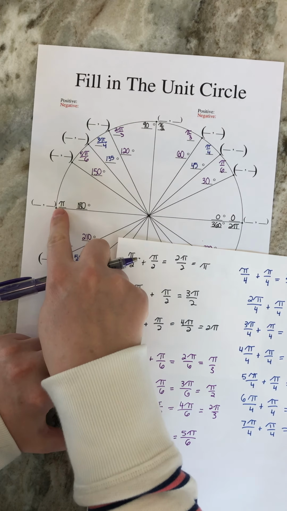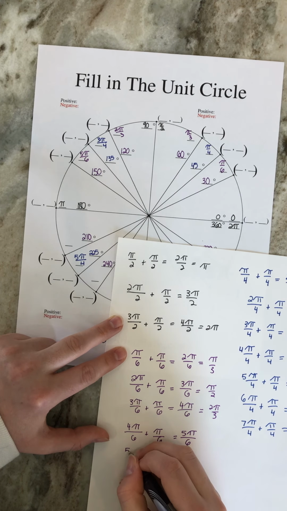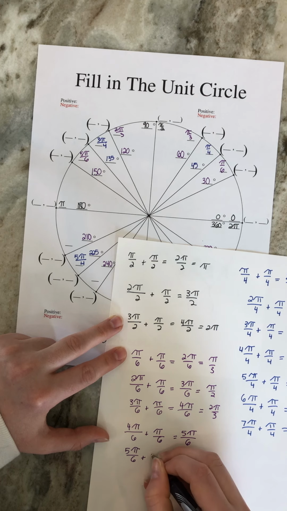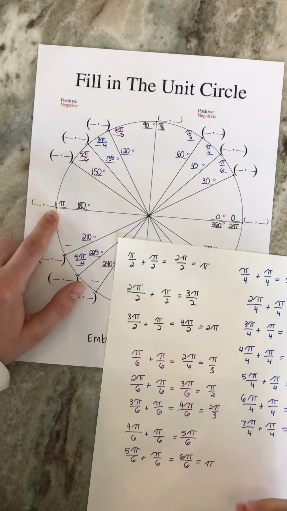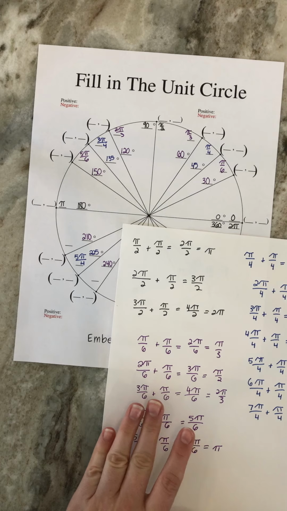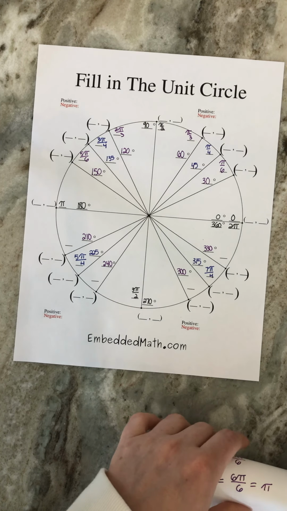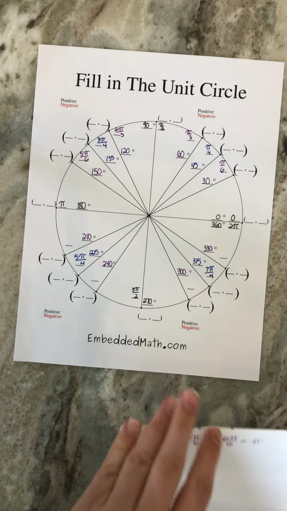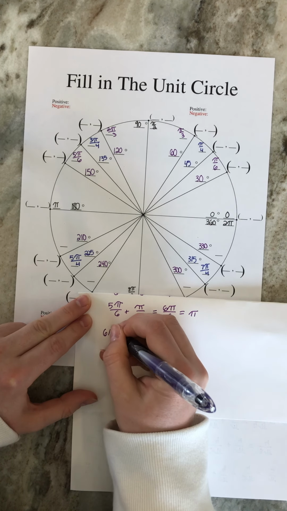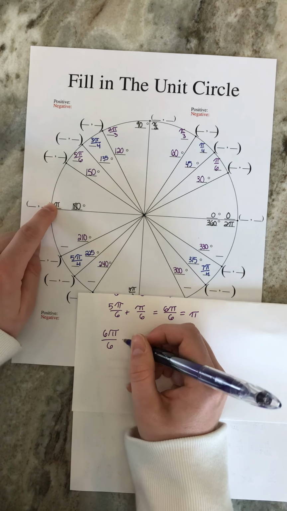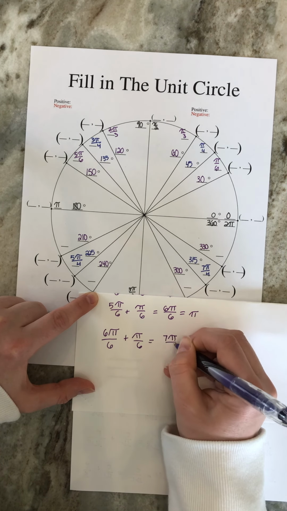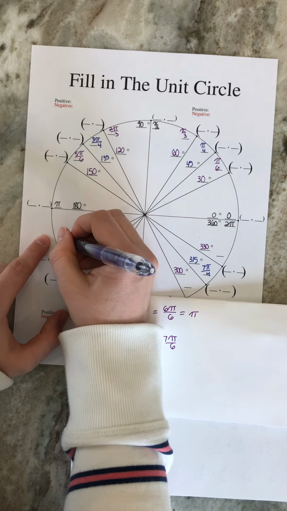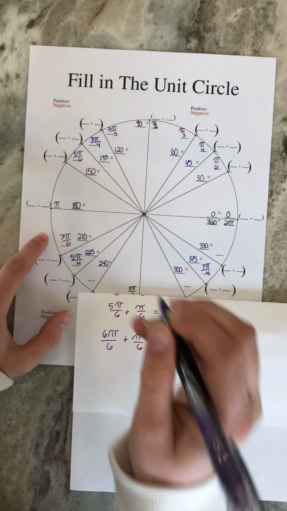Another rotation, 5 pi over 6 plus pi over 6 brings me to 6 pi over 6, which just simplifies to pi. We already have that labeled. And I'm going to keep going. So I have my 6 pi over 6. And I'm adding another pi over 6. And I get 7 pi over 6. So that's my measure at 210 degrees is 7 pi over 6 radians.